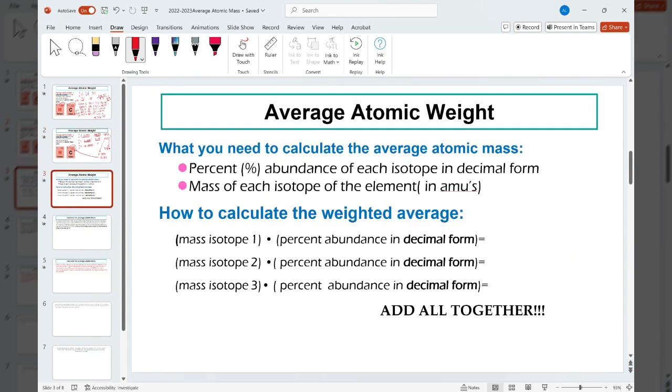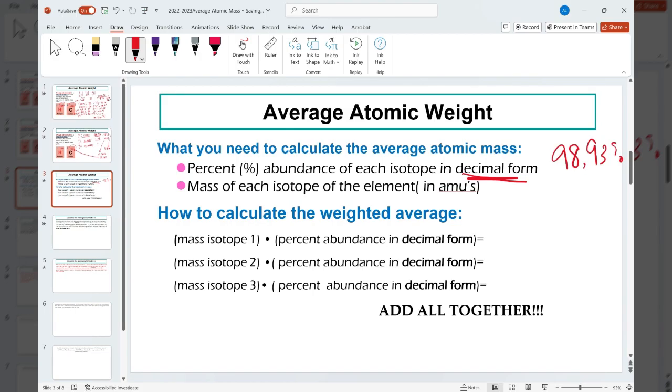Okay, so let's look at how we actually calculate this. You do need a calculator and you have to have a periodic table. You also will be given a lot of information. Just like I had done before, you have to have the percent abundance of each isotope, but it's going to be in decimal form. So I had 98.93%. I just moved my decimal over 2 to the left, and that puts it in decimal form. Or 1.07, I'd move it over 1, 2 to give me 0.0107. So your percent abundance has to be put into decimal form before you do the calculation.